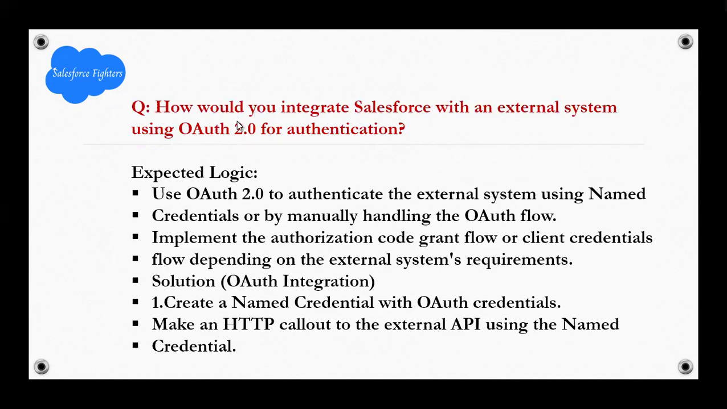Second question: How would you integrate Salesforce with an external system using OAuth 2.0 for authentication? Expected logic: Use OAuth 2.0 to authenticate with the external system using Named Credentials or by manually handling the OAuth flow. Implement the OAuth authorization code grant flow or client credentials flow, depending on the external system requirement.